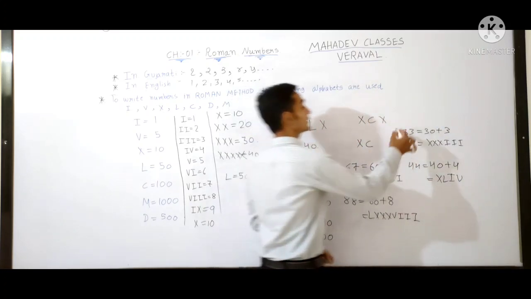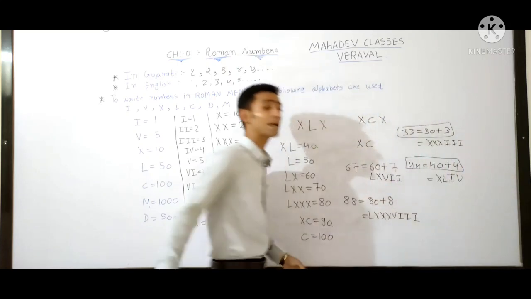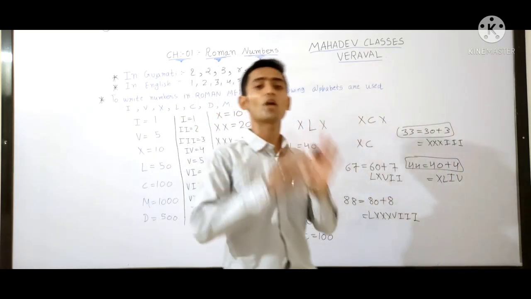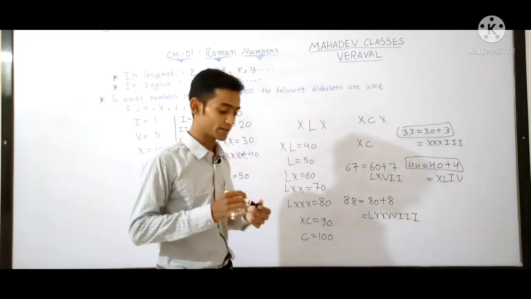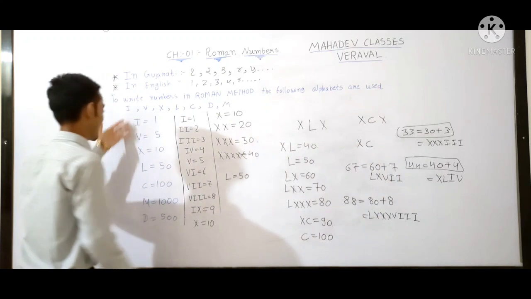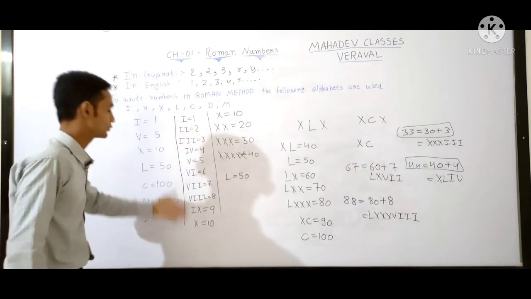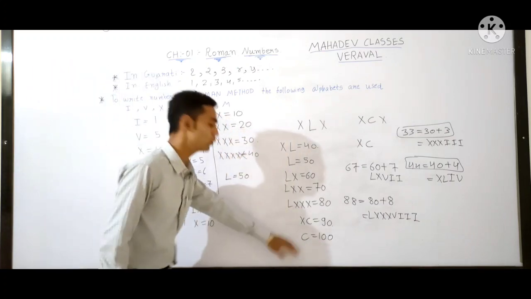Okay, by following this method, you can find out any Roman number from 1 to 100. But the condition is you have to know the values of I, V, X, L, C, D, M, and the values from 1 to 10 and 10 to 100.